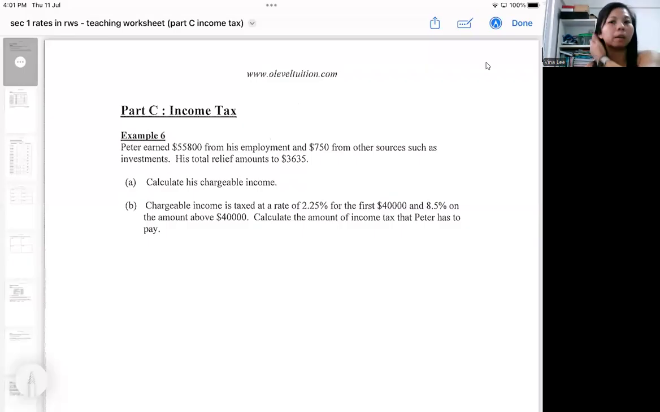Okay, so in this part of the rates that you learn for real world context, we are going to learn something called income tax. So this is something that happened in real life. It happened to your parents. It will happen to you once you start working. So what do we mean by income tax?